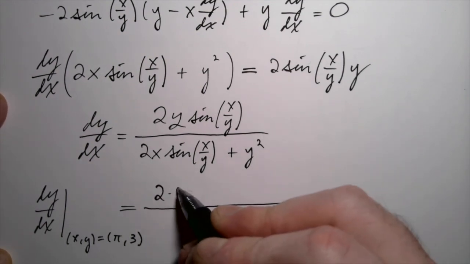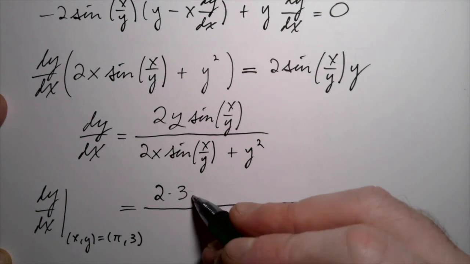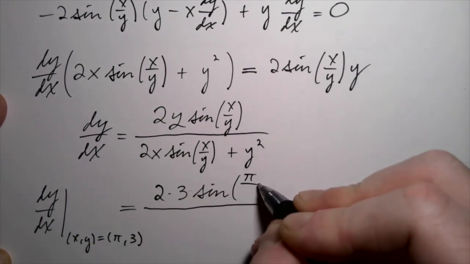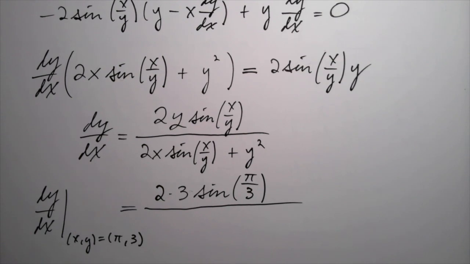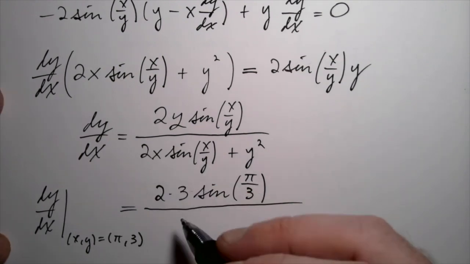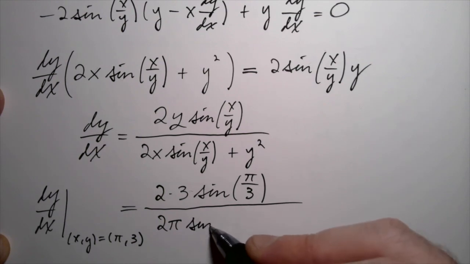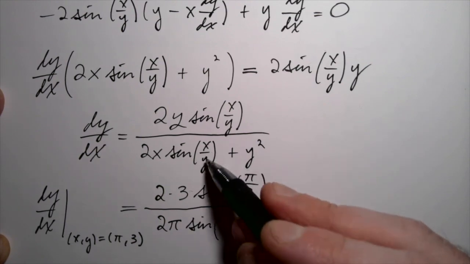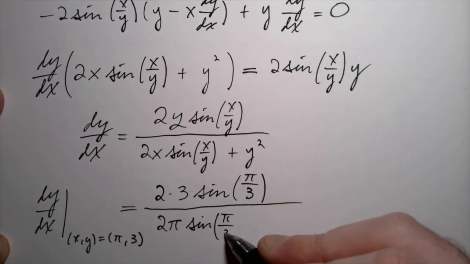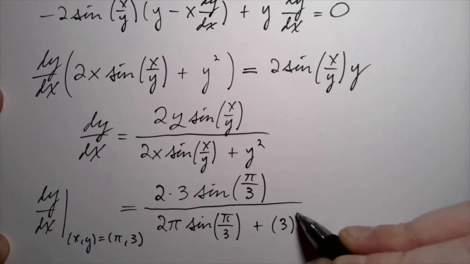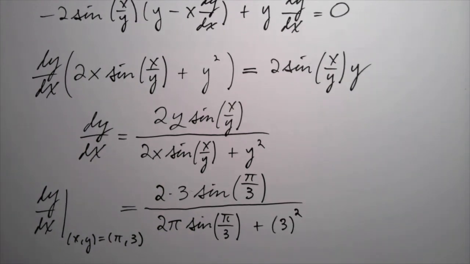Let's see, so we said that y was 3, so that y becomes a 3. And then we have sine of x over y. X is pi, y is 3, so it's like that. And let's see, downstairs we have an x that's being evaluated at pi. And then we have sine of x over y, that's being evaluated at pi and at 3. Good. And then we have a y, which is a 3 being squared. Cool. So I've fully evaluated where x is pi and y is 3.